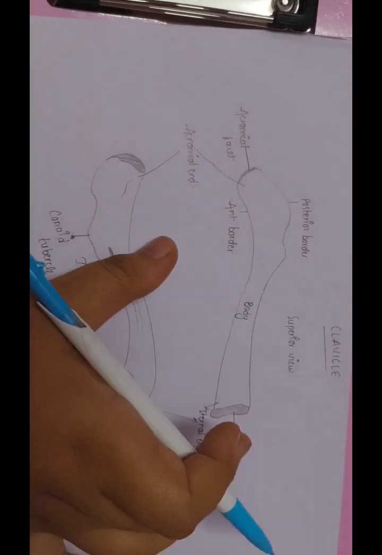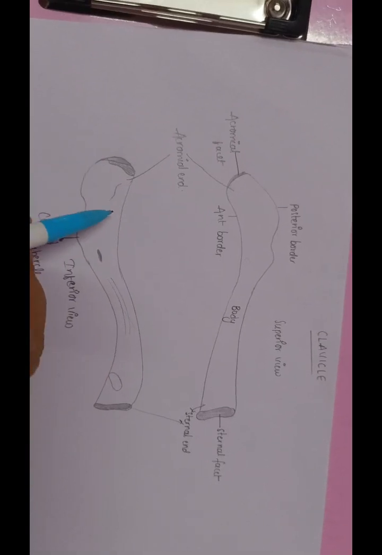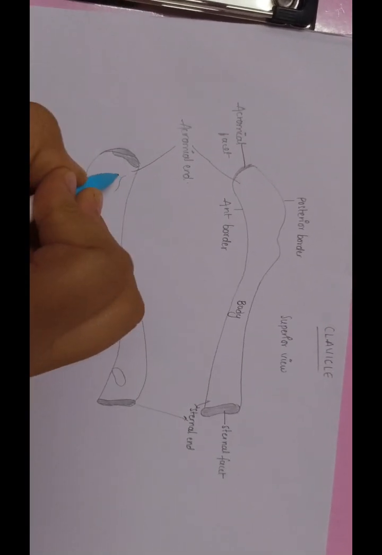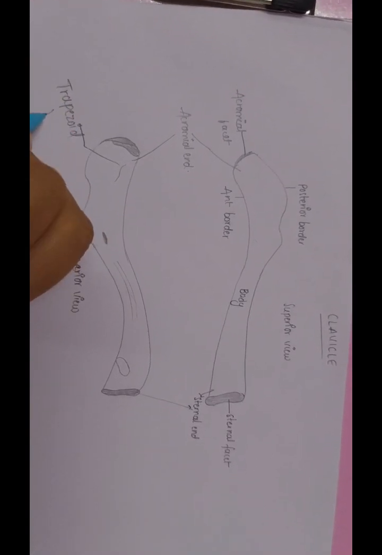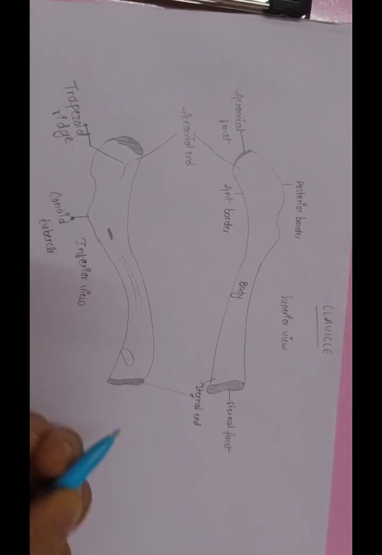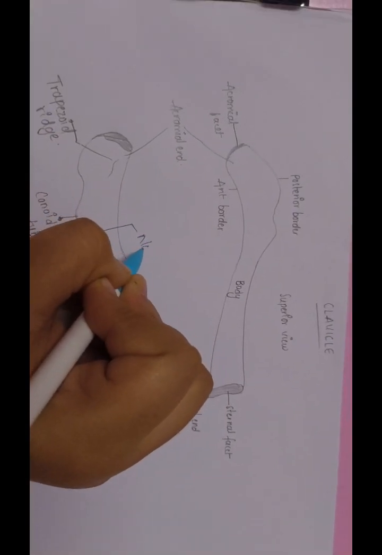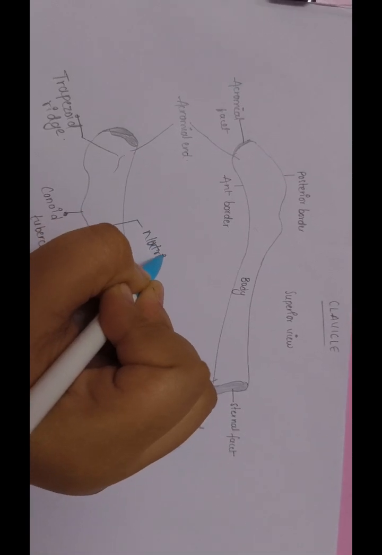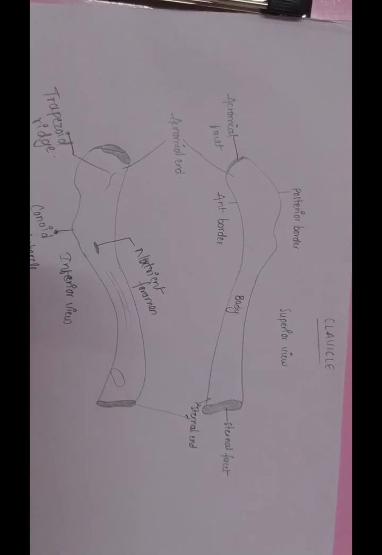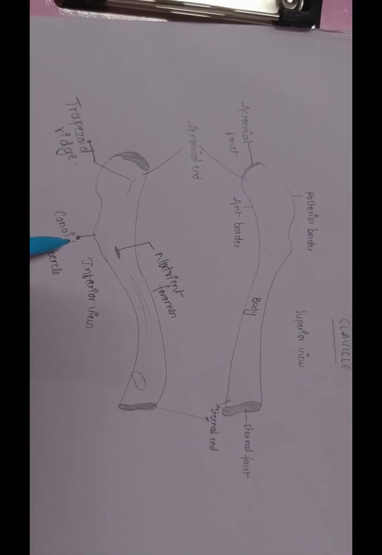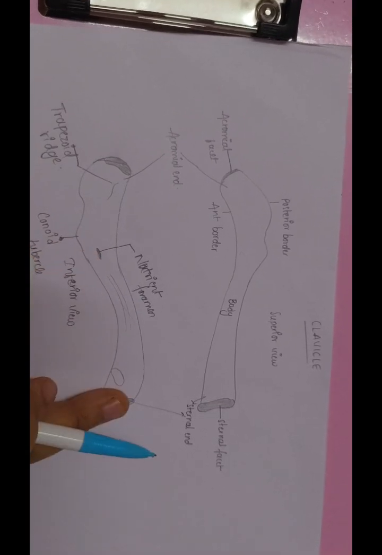This is the superior view. And coming to the inferior view, you can see the conoid tubercle, which is like a ridge, and also this is the trapezoid ridge. These are the identification marks: conoid tubercle, the trapezoid ridge, and the nutrient foramen. You can find the trapezoid ridge and conoid tubercle in the lateral 1/3 of the clavicle, whereas the nutrient foramen is in the medial 2/3 of the clavicle.